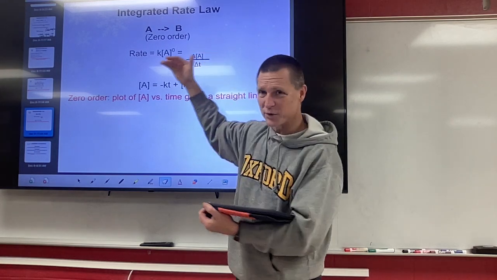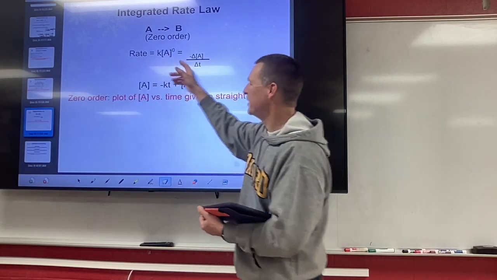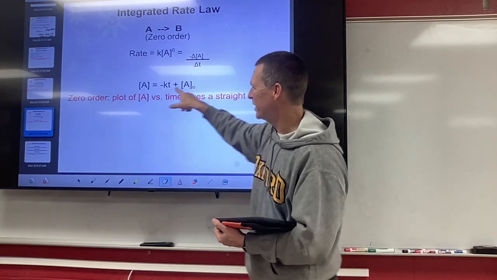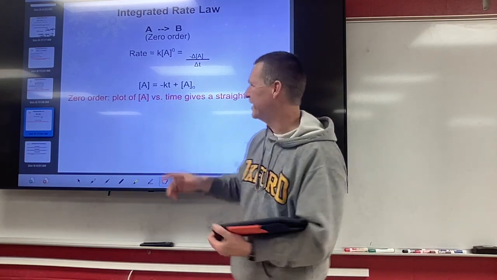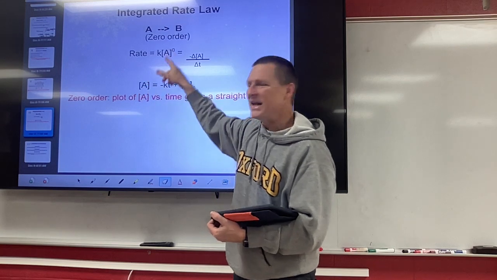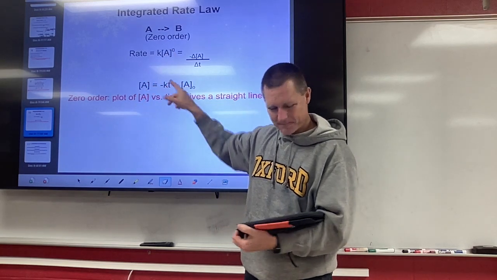Integrate that relationship, which we can do. K times A to the 0 power is just K. But if you integrate both sides, you're going to get this relationship. So you see that even if you don't have any idea what integrating is, depending on the order, this mathematical expression is different.